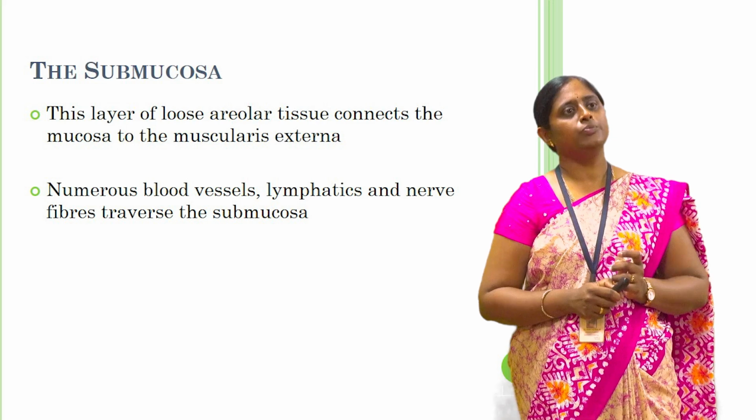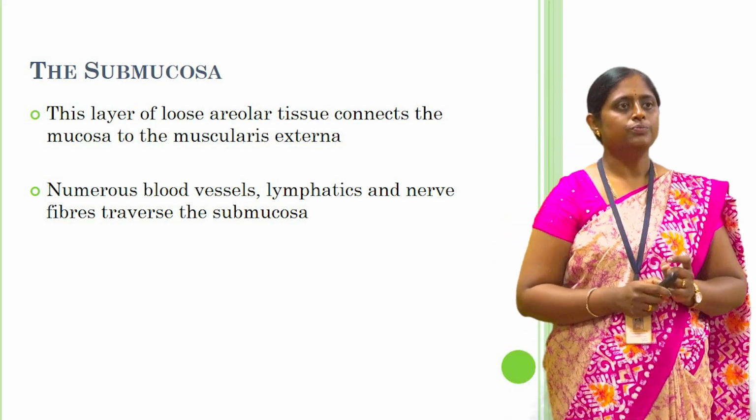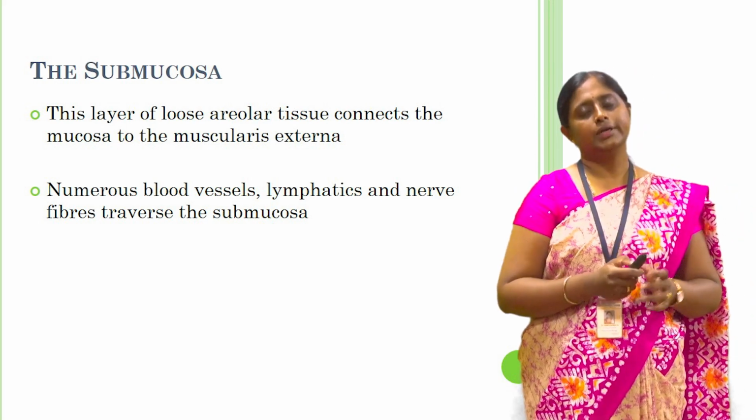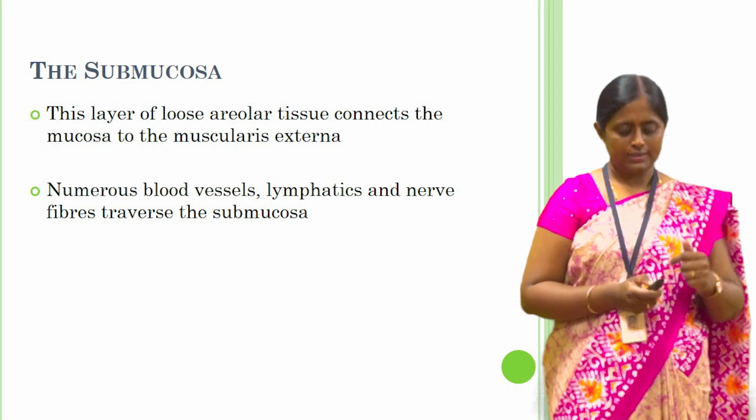Then comes the submucosa. This is mainly made up of areolar tissue, and it consists of blood vessels, lymphatics, and nerve fibers. All these are present in this submucosal lining.